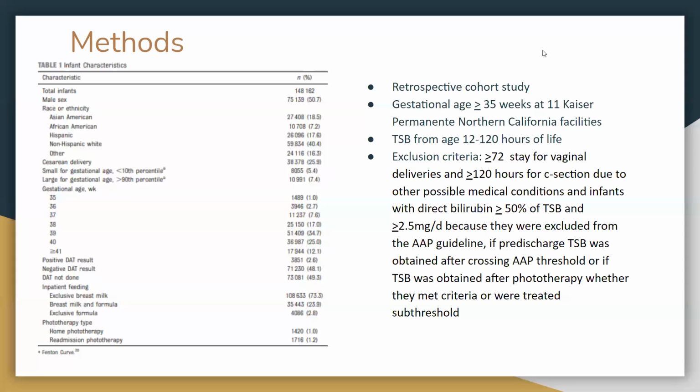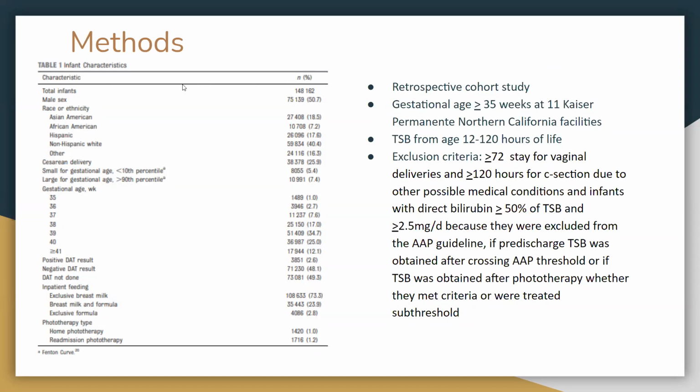They excluded people that had a direct bilirubin that was more than 50% of their total serum bili, which indicated that there could be something wrong other than the causes of indirect hyperbilirubinemia. They excluded anybody who already hit their bilirubin thresholds for phototherapy, and they excluded anybody who got treated sub-threshold before they were discharged in order to get the most accurate data that they could.